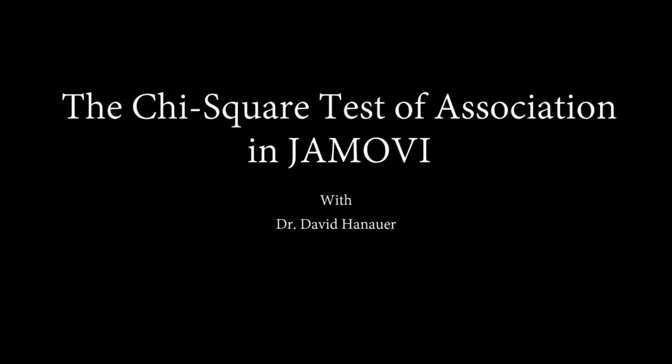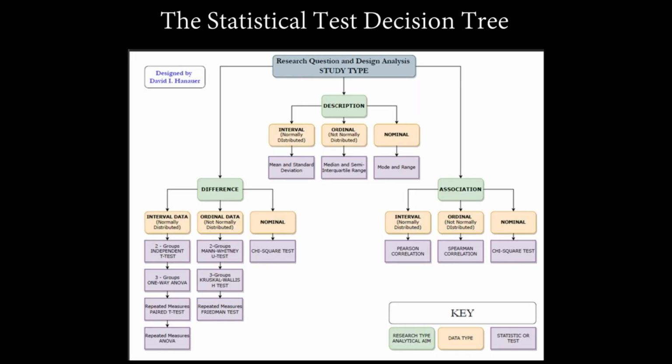I'd like to welcome you back to my series of videos on being an applied statistician using JAMOVI. In this video, we're going to deal with another chi-square test. There is a previous video which dealt with this issue. The chi-square test of association is the test we're going to deal with today, and not the goodness of fit test. Let's start, as we always do, by looking at our statistical decision tree.